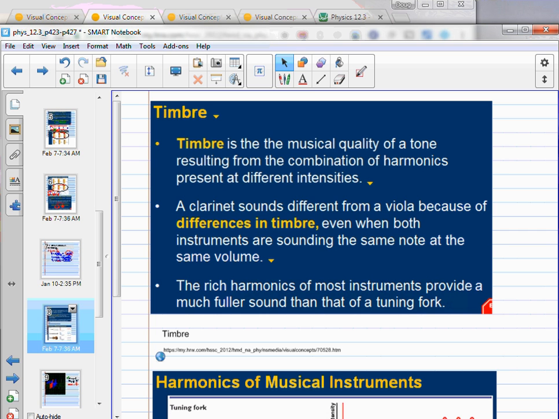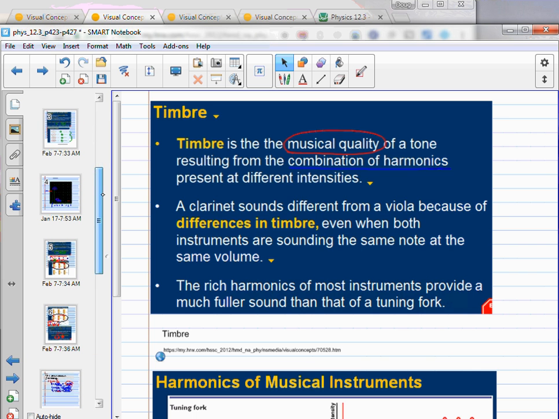Timbre of the music. That is the music quality. The timbre of a flute is different than the timbre of a clarinet, which is different than the timbre of my voice, which is different than the timbre of a trumpet, a violin, etc. So they all play middle C, but they all sound different, and you know whether it is a flute playing or a clarinet playing, because the timbre is different. The quality of that tone sounds different. And it's different because of the resulting combination of harmonics and how loud or intense those harmonics are.